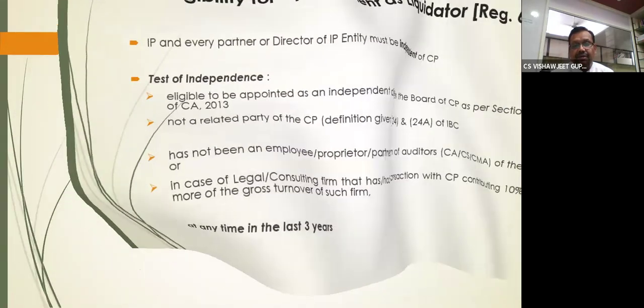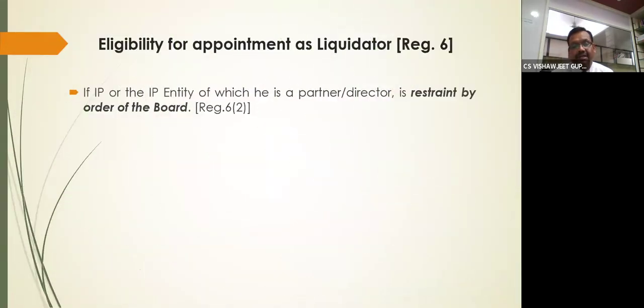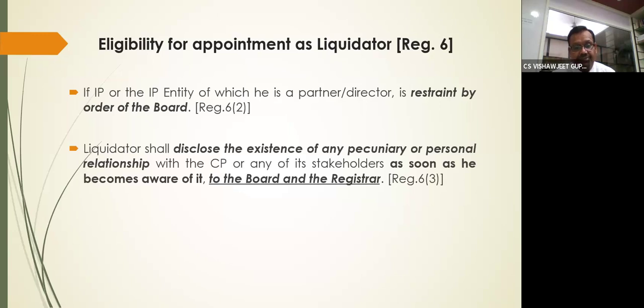Now, eligibility for appointment as liquidator. If the IP, or the IP entity of which he is a partner or director, is restrained by the order of the board, and board means IBBI, so if there is any order of the IBBI restraining any IP or IP entity, then that person cannot be appointed as liquidator of a voluntary liquidation process.